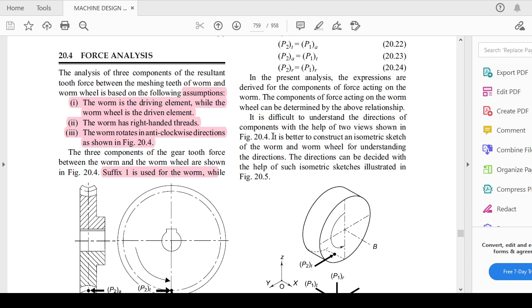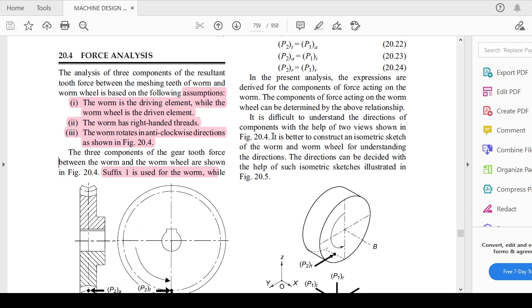Basically, the analysis of the three components of the resultant tooth force between the meshing teeth of worm and worm wheel is based on the following assumptions. Worm is a driving element while worm wheel is the driven element. Many times in your competitive exams, multiple choice questions ask which is the driving element and which is the driven element in a worm gear drive. So you can quote that worm is the driving element and worm wheel is the driven element. Worm has right-handed threads. Worm rotates in the anti-clockwise direction.